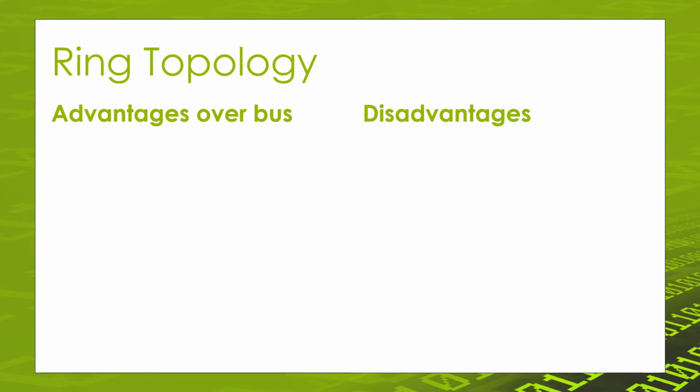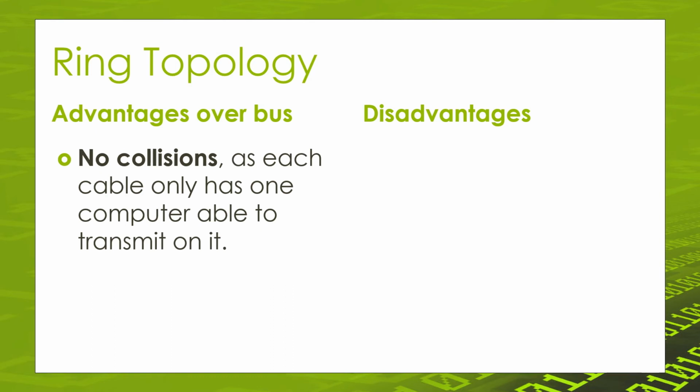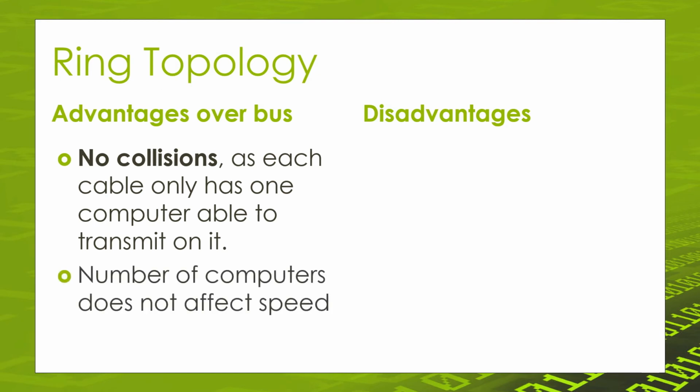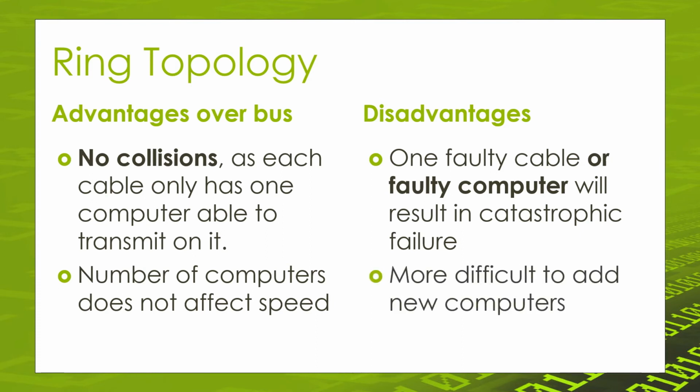The advantage of a ring topology over a bus topology is that there are no collisions. Each cable is only transmitted on by one computer, so it's not possible for two transmissions to collide with each other. Adding new computers will not slow it down because it doesn't increase the chance of collisions. The disadvantage of a ring topology is that it still has a problem with catastrophic failure. One faulty cable, or in the case of a ring topology, one faulty computer, will result in a catastrophic failure, and it is more difficult to add new computers.